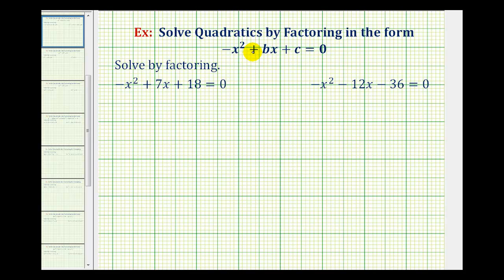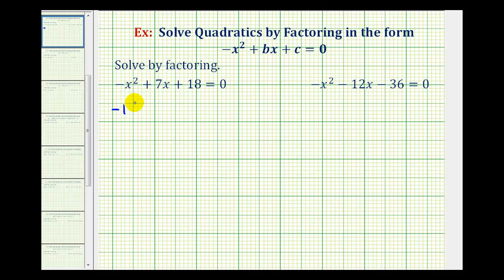We want to factor and solve quadratic equations with a leading coefficient of -1, or equations in the form negative x squared plus bx plus c equals 0. Looking at our first example, we don't want to try to factor this until we have a leading coefficient that's positive. So what we can do here is factor out -1.